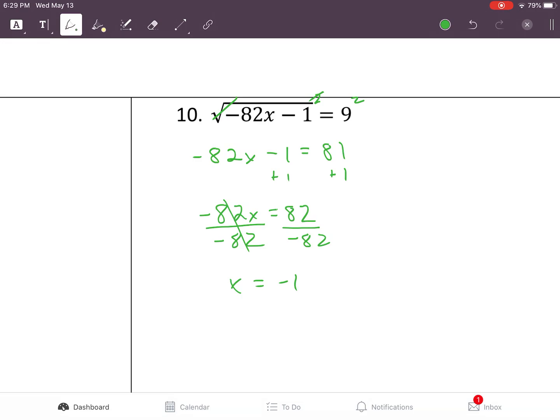Again, we should check this answer. If you put negative 1 back in for x, negative 82 times negative 1 is positive 82. 82 minus 1 is 81. And the square root of 81 is 9. So that does work. All right.